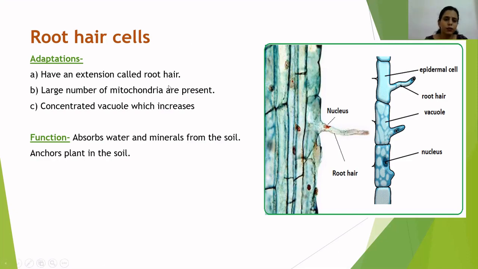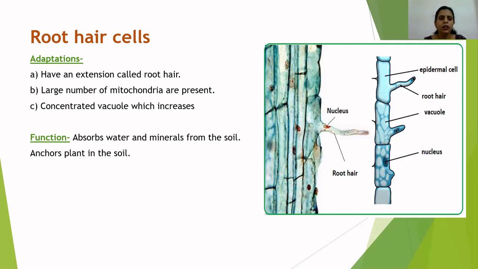Next is that a large number of mitochondria are present. You have already studied in previous videos that some of the cells in the body of animals and plants have a large number of mitochondria, because inside mitochondria the respiration process takes place, which provides energy to perform any kind of activity. So root hair cells are always very active because they have to continuously do this job of absorption of water and minerals from the soil. So a large number of mitochondria are present in order to provide a higher amount of energy to these root hair cells.